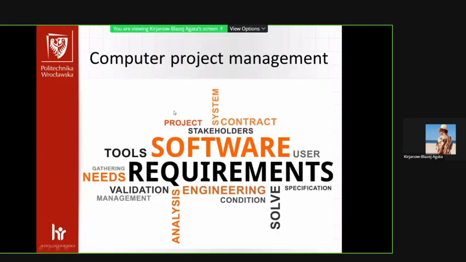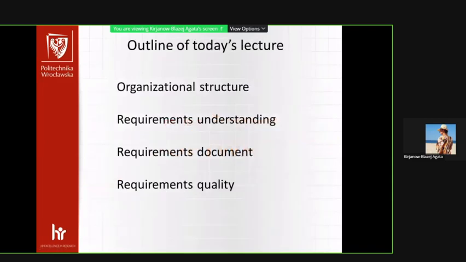Okay, I hope that you see this presentation. So now I will tell you more only about organization structure and about requirements. I will tell you more at the next lecture.